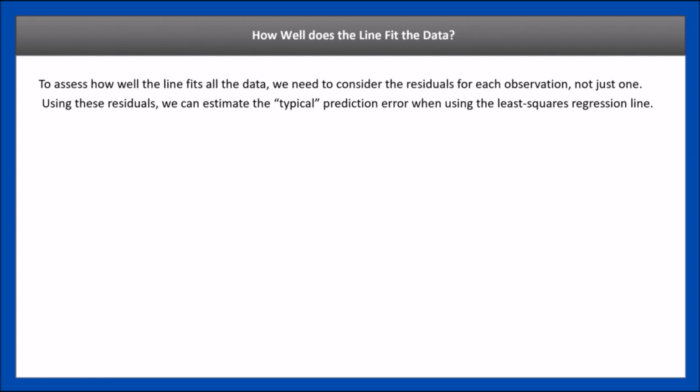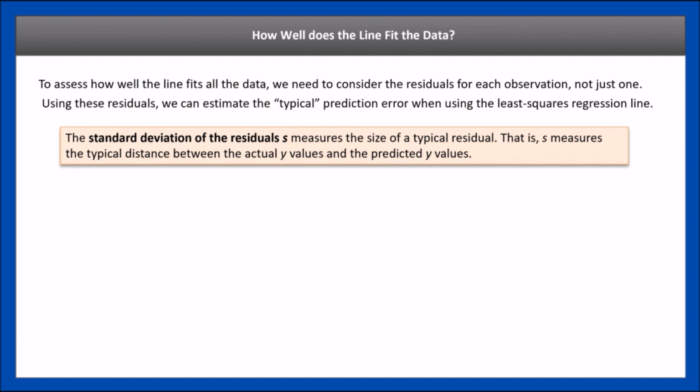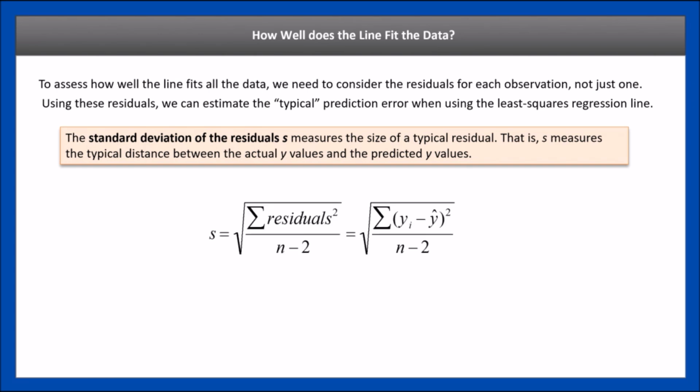And so what we want to do is calculate the standard deviation of the residuals, okay? So again, the standard deviation of the residuals measures the size of the typical error or residual. How big is my typical error? Is it on average 5, or is it on average as high as 15? If I have a standard deviation of residuals that's very high, that means the line is not doing very well. It's making a lot of errors. So S measures the typical distance between the actual y and the predicted y's.